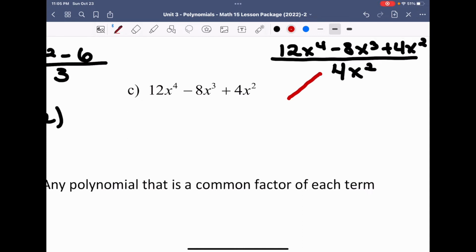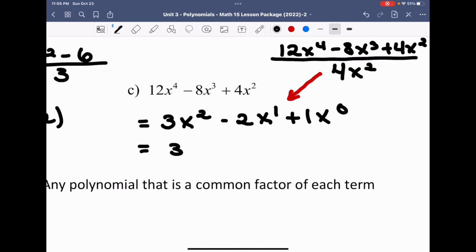If I do this, my term then becomes 12 divided by 4 is 3. x^4 divided by x^2, by quotient rule, is x squared. Negative 8 divided by 4 is negative 2. x^3 over x^2, by quotient rule, is x^1. And finally, 4 divided by 4 is plus 1. x squared over x squared is x^0. My statement can be written as 3x squared minus 2x plus, we know anything to the power of 0 is 1, so now I just have plus 1. There is my statement.